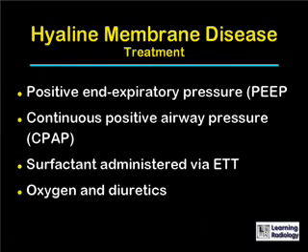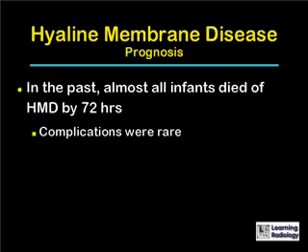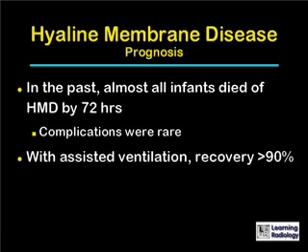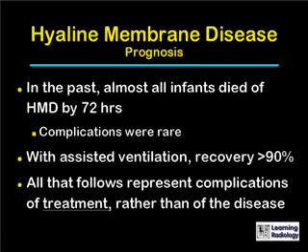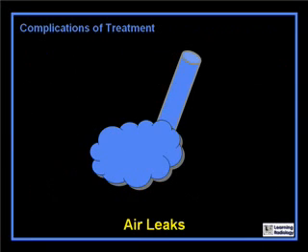Treatment for hyaline membrane disease consists of positive end expiratory pressure or continuous positive airway pressure. Sometimes surfactant is administered via the endotracheal tube, and oxygen and diuretics are sometimes used. In the past, almost all infants died of hyaline membrane disease by 72 hours. Complications were rare. With assisted ventilation, the recovery is in excess of 90%. All that follows represent complications of the treatment for hyaline membrane disease rather than manifestations of the disease itself.